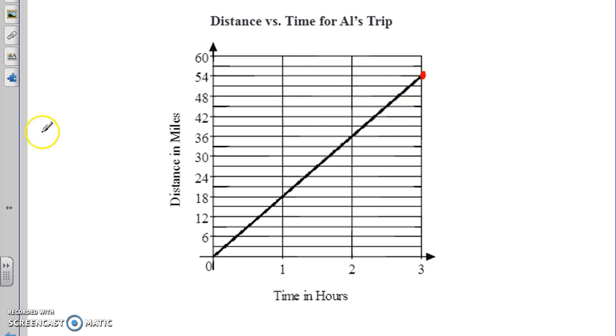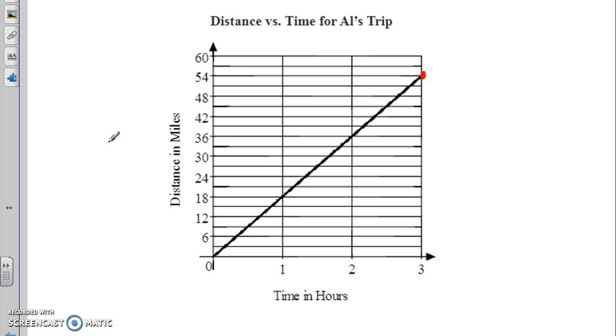Okay. The next question, does the graph represent the path on which Al is traveling? The answer is no. Remember when we did the path in lesson 1, it was a number line where we went from right to left to right to left. This does not show the path. So you would say no, the graph represents Al's time and miles traveled. It does not represent the path.